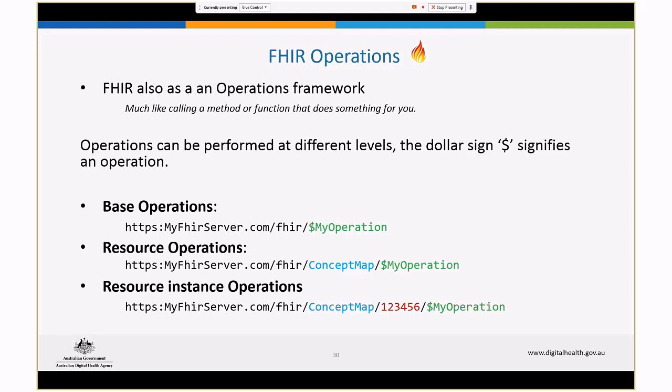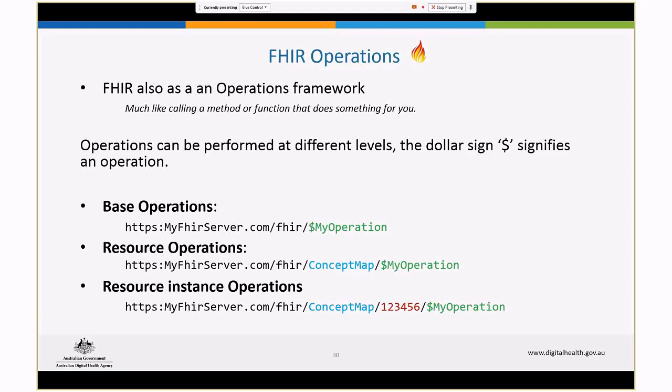So it can be a method that acts on the entire FHIR server, so it's just at the base operation. So my FHIR server, $, the operation. And the operation might be like add 2 numbers together and takes 2 parameters, and it just adds. Probably not a very useful operation, but that's all operations are. And the operations are defined in the FHIR server.